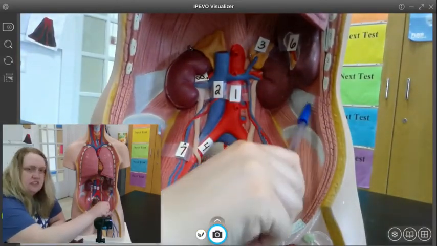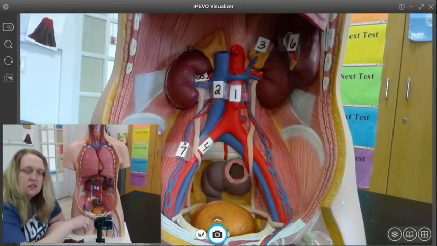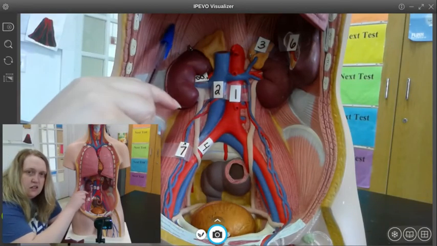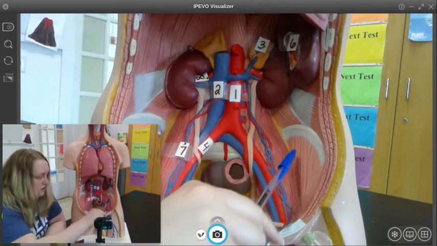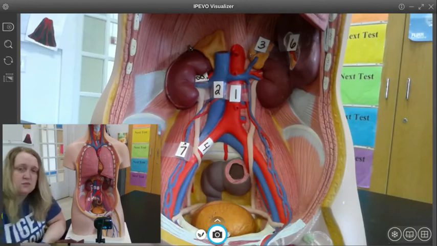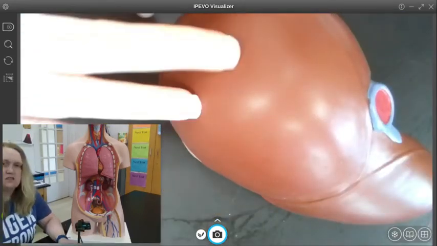These structures in here, what body system do those go with? So you can see them up here. They have striations in them. What body system do those structures belong to? This is the liver.